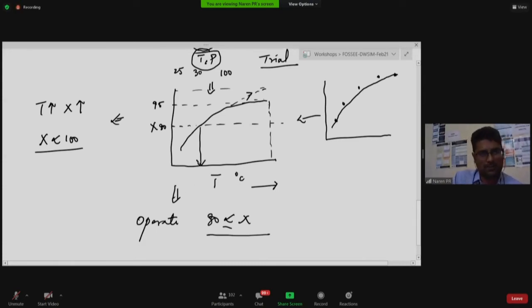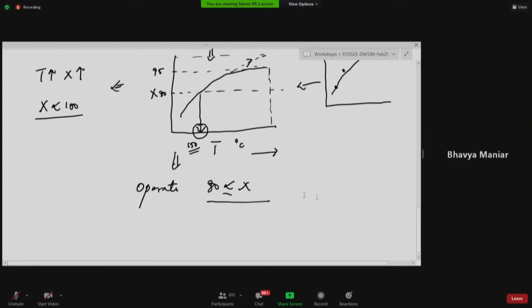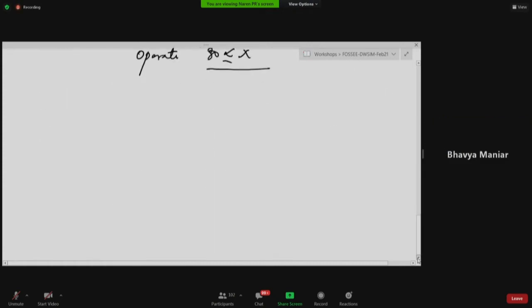Because we are very good in the basics of graphs, we will drop a perpendicular and identify this temperature. Let us assume, I'm just putting some fictitious numbers. These are not technically valid numbers. So I'll just put it as, say, 150 degrees Celsius here.